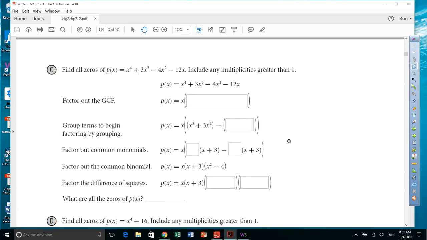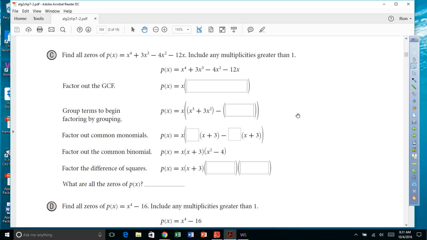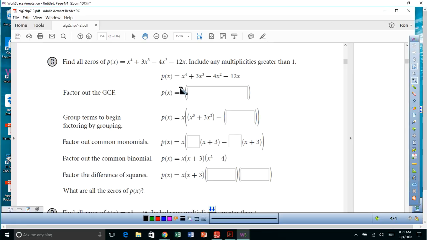C. Find all zeros of p of x equals x to the 4th plus 3x cubed minus 4x squared minus 12x. Include any multiplicities greater than 1. Well, I'm seeing an x in all of these terms. All of them have an x, so we take an x out, and that's going to leave x cubed plus 3x squared minus 4x minus 12.